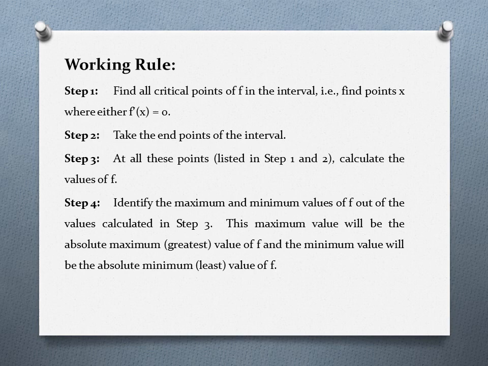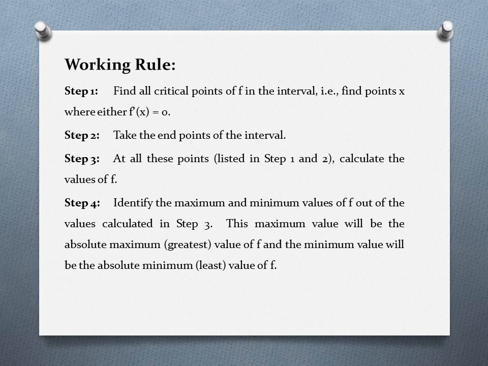Step 1. Find all critical points of f in the interval, that is, find points x where f dash of x is equal to 0. Step 2. Take all the endpoints of the interval. Step 3. At all these points listed in step 1 and step 2, calculate the values of f. Identify the maximum and minimum values of f out of the values calculated in step 3. This maximum value will be the absolute maximum, that is, the greatest value of f, and the minimum value will be the absolute minimum, that is, the least value of f.